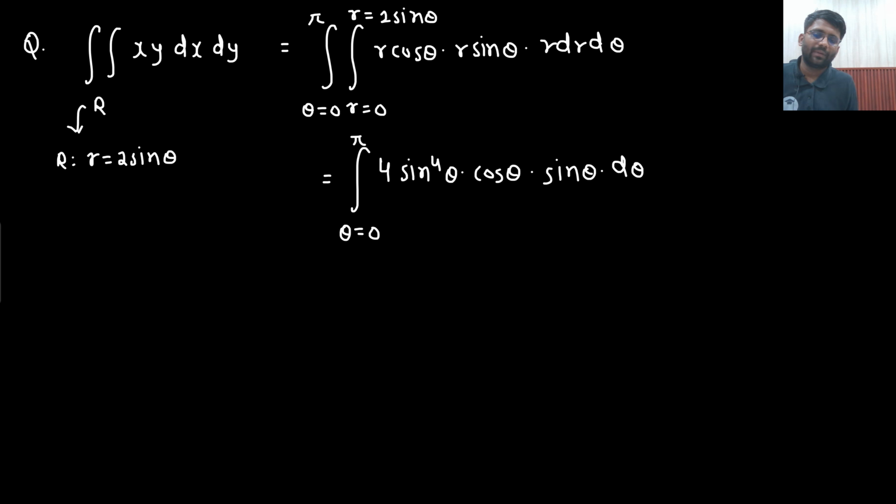So this will become sin to the power 5 theta. Sin theta is already there, so this will become sin to the power 5 theta. Now what we need to do? Sir, we need to check the graph. So sin to the power 5 theta between 0 to pi, no need to worry about it. Why? Because, sir, this will be a positive area only.